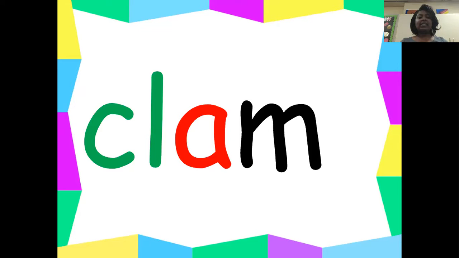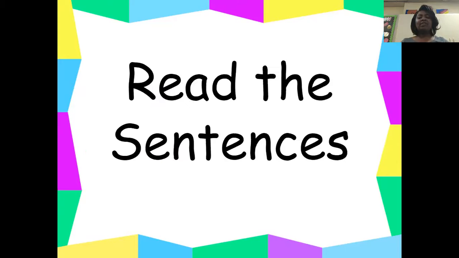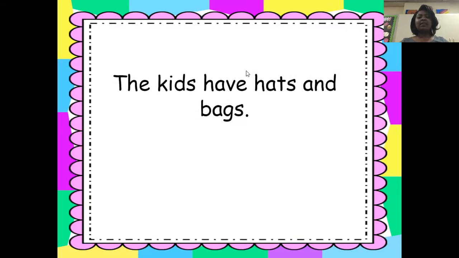The word is clam. If I add an S, that means that there is more than one clam. It's clams. Now let's read the sentences. The kids have hats and bags. And I bet you guys could read that sentence by yourself if you were blending and if you were taking your time and then going back and reading it fluently. Okay? All those had those plural S.